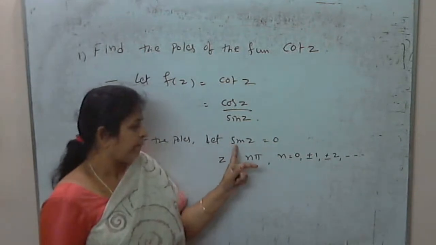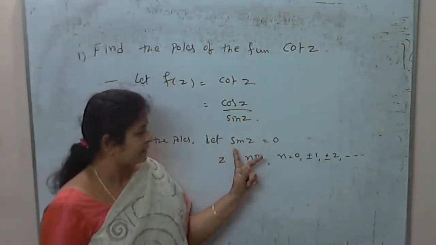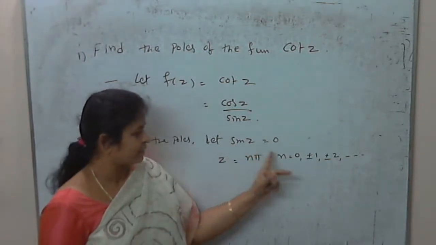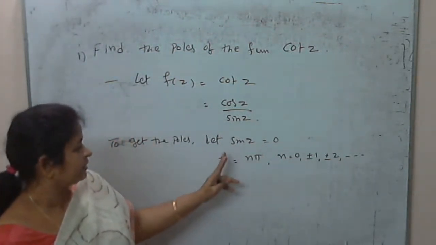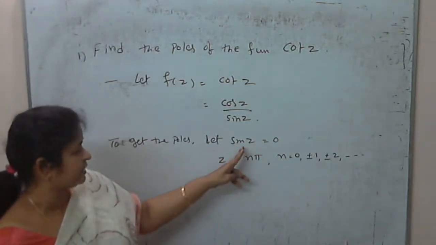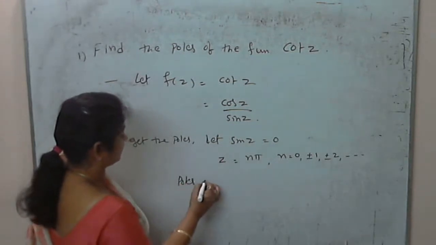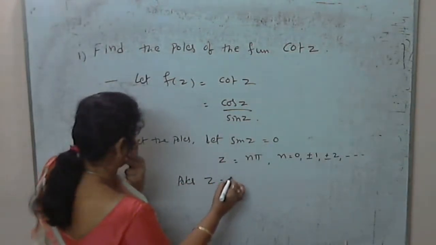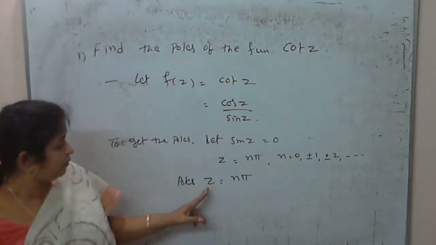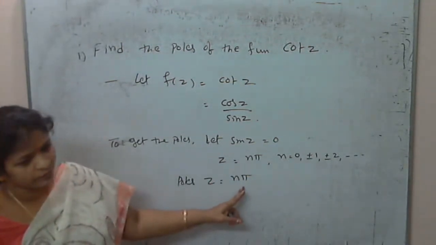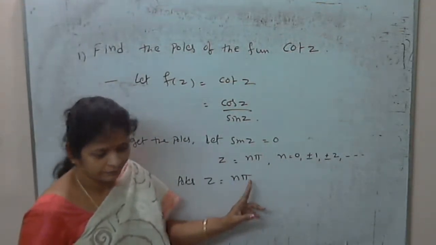So if z is sin pi 0, sin 2 pi 0, sin 3 pi 0, sin minus pi, sin minus 2 pi, everything is 0. So z equal to n pi means in all the cases sin z is 0. So now the poles of the given function: z equal to n pi. So the poles of the given function are z equal to n pi. That is, each n pi is a pole of the given function.